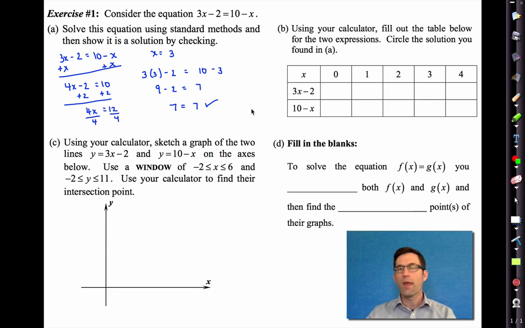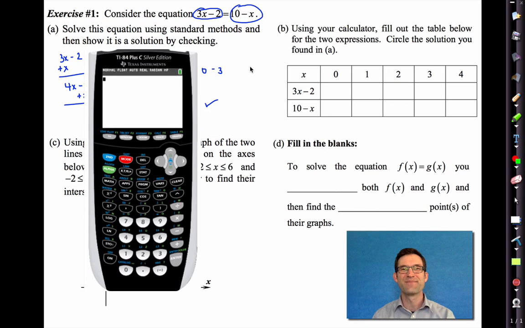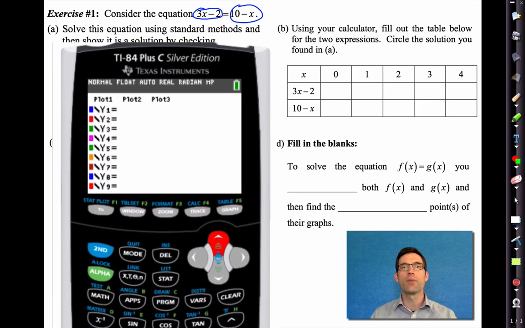What we're going to do is treat both sides of the equation as if they were equations themselves, and we're going to put them into our calculator as if we were going to graph them. So right now, we're going to open up the TI-84 Plus. We're going to go into y equals. That's simple enough. If we have any equations there, we're going to clear them out. In y1, we're going to put in the left-hand side of the equation, 3x minus 2, and in y2, the right-hand side, 10 minus x. It really doesn't matter which one you put in which, but it makes sense to me to do it that way.